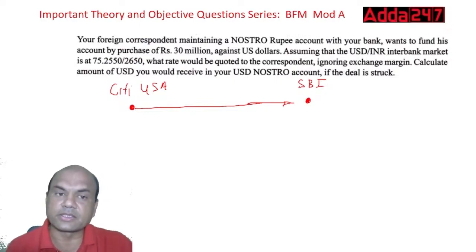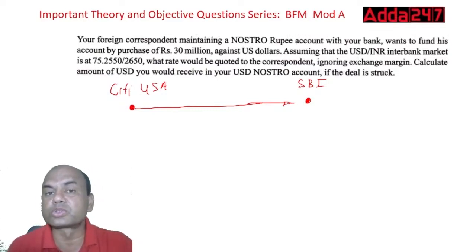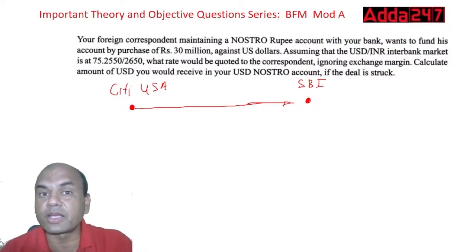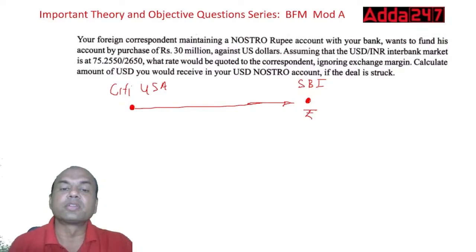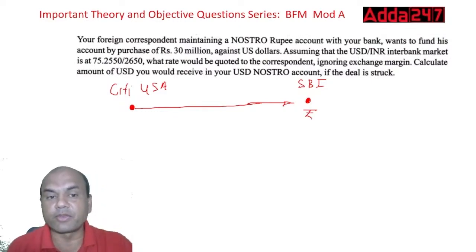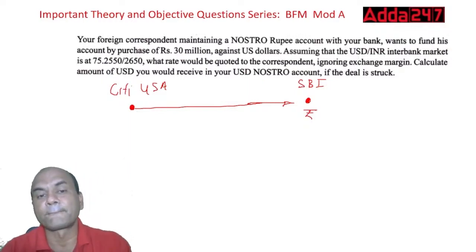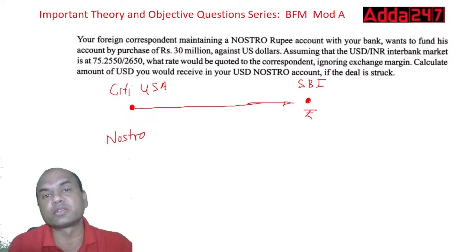Now type in the comment section, what will this account be called as in the books of Citibank? Means Citibank will call this account as what? Nostro or Vostro. Type that. Citibank is maintaining a rupee account with SBI. So this rupee account maintained by Citibank with SBI will be called as what? In the books of Citibank. Everyone fast. It will be called as Nostro. In books of Citibank, it will be called as Nostro account.